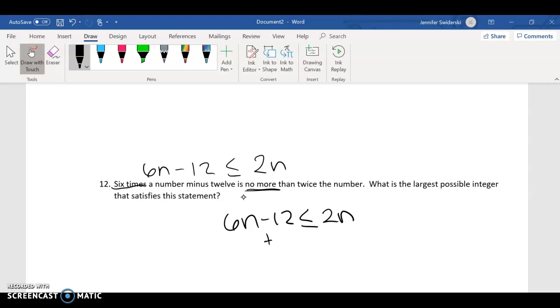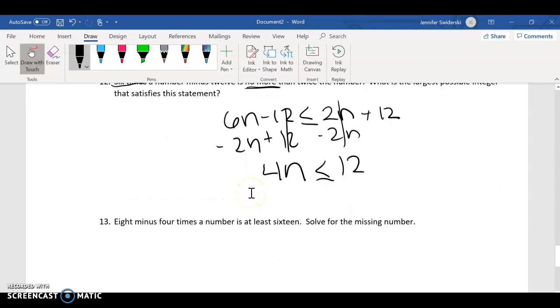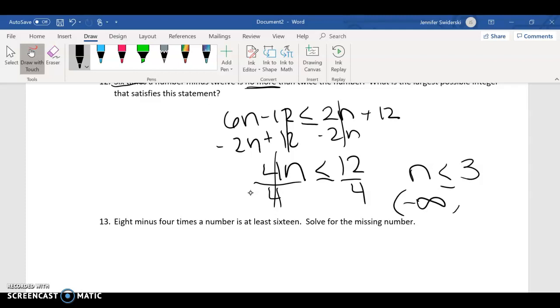I'm going to add 12 to both sides. Subtract my 2n, subtract 2n. 6n minus 2n gives me 4n. 4n is less than or equal to 12. Am I done? No, I need to divide both sides by 4. You're going to get n is less than or equal to 3. Any number, the largest possible integer that satisfies this statement is any number less than or equal to 3. All right, so if I had to do interval notation for that, any number from negative infinity to 3 with the bracket would be a solution for that problem.